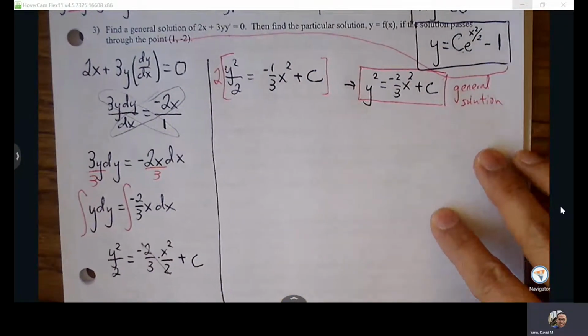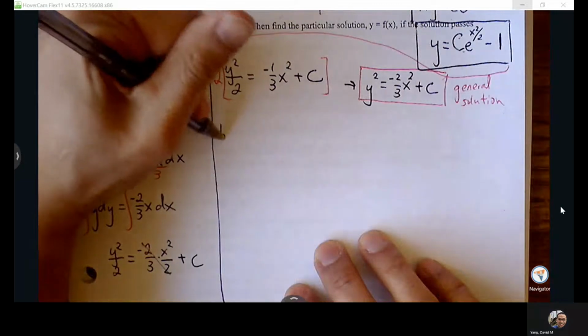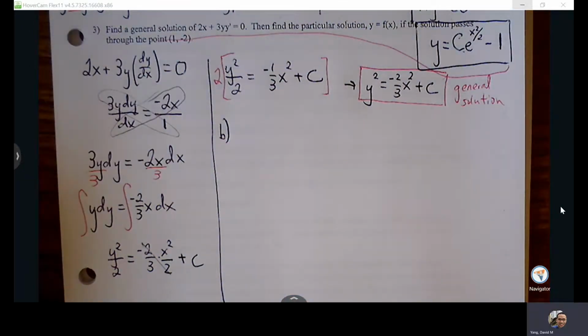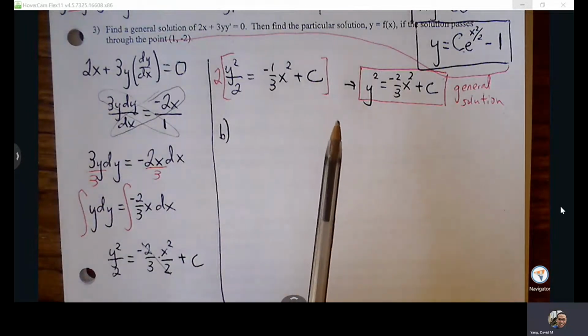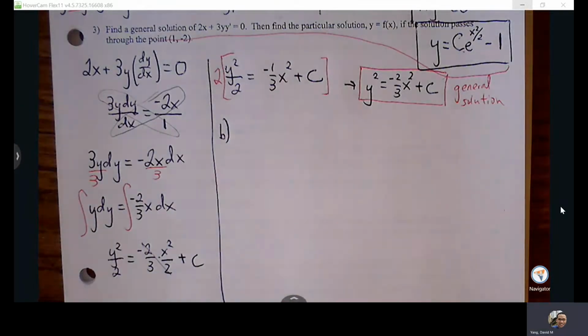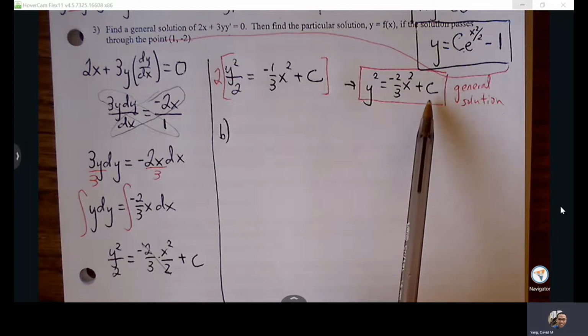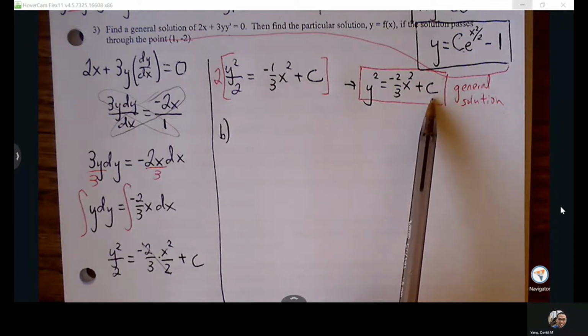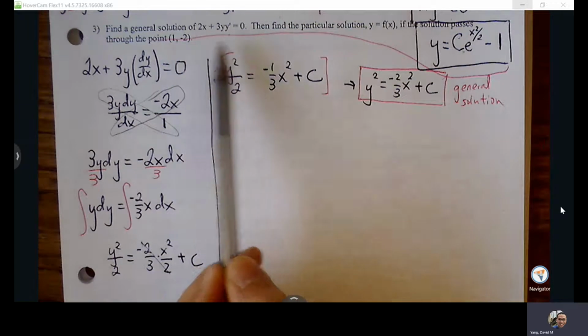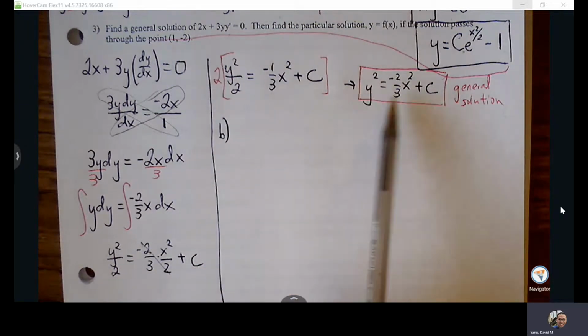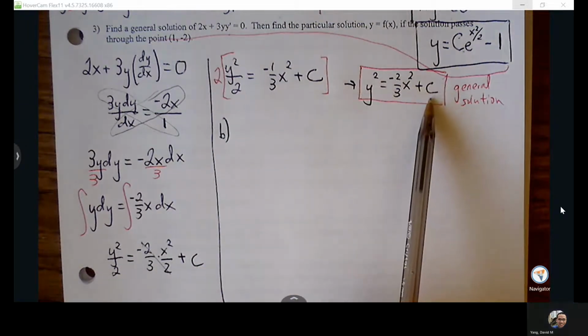Any questions with part A? Yes, it would be 2c, but what do you know about 2c? Still constant, so we can just let that 2 get sucked into that c and just write it as plus c. General just means that there's a c in our equation. And then when we move to particular solution, we're going to update the c value up to a number.